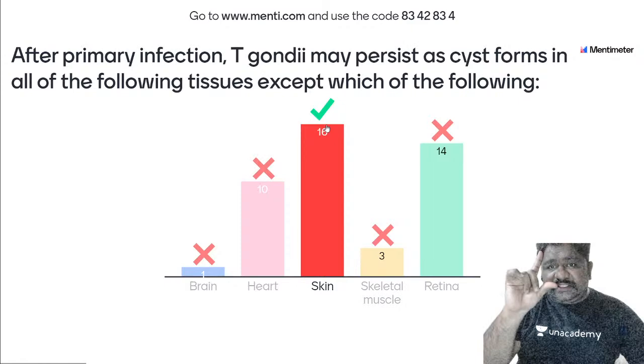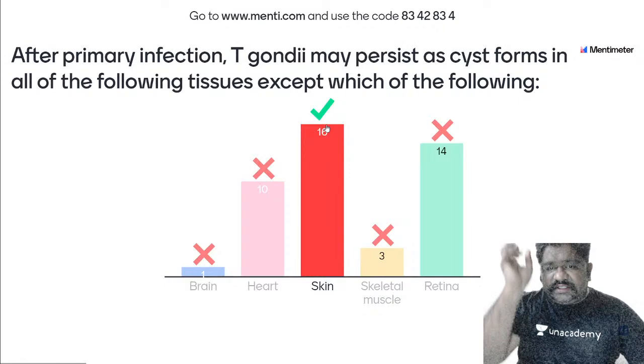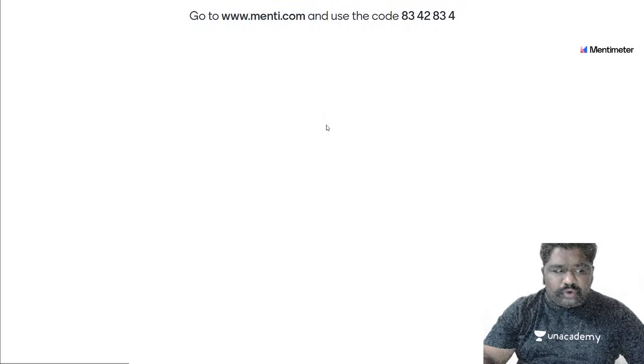Bradyzoites will be accumulating in tissues. Tachyzoites will be floating in the blood. But cyst accumulation does not happen in the skin. These are all the important information you should be knowing. Now let's see the leaderboard at the end of the 2 questions. We'll see how many of you can get the right answer.